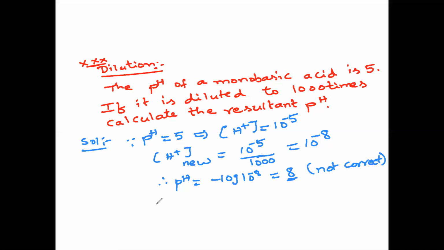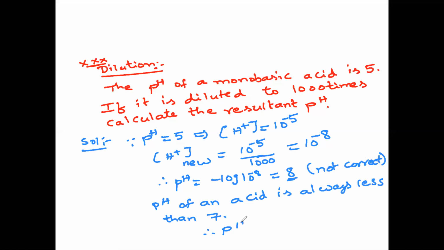Why? The pH of an acid is always less than 7. Therefore, the new pH, the resultant pH, is approximately equal to 6.98. It cannot exceed 7, because an acid can never become a base on dilution.